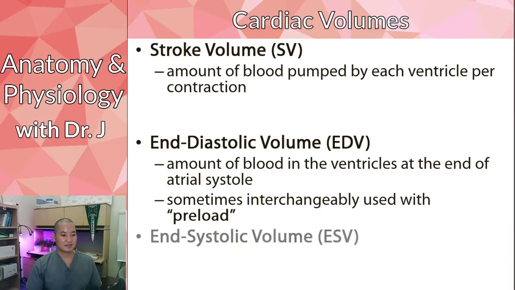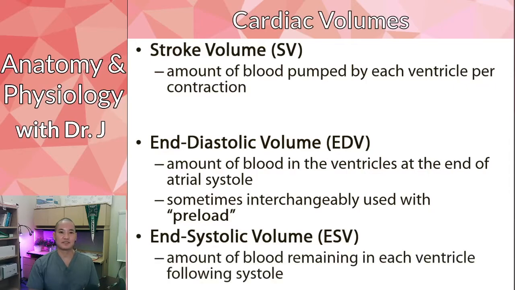Now, what we have here is end systolic volume. Systole is when it's going to squeeze, and now it's going to talk about the amount of blood left in the ventricles after you've squeezed it. The thing about your ventricles, when they squeeze and do systole, they don't collapse flat. They constrict, but they don't squeeze every last drop out of your heart. So there is some blood left over.